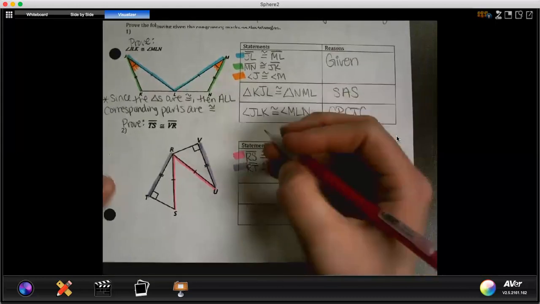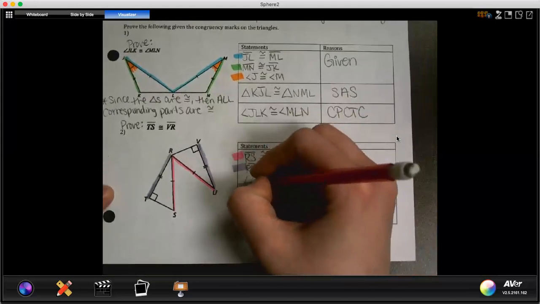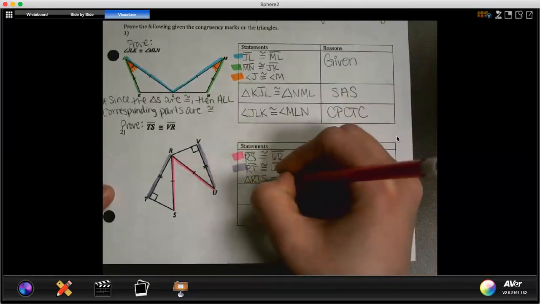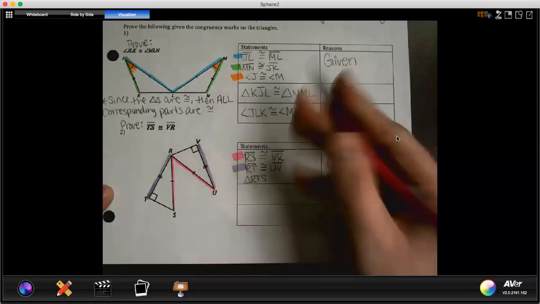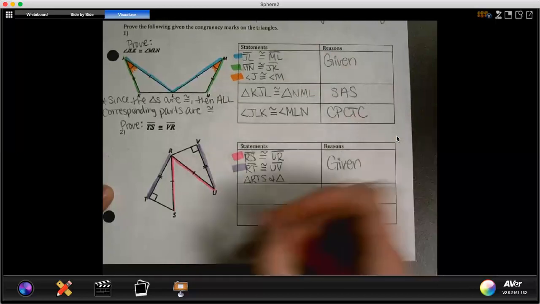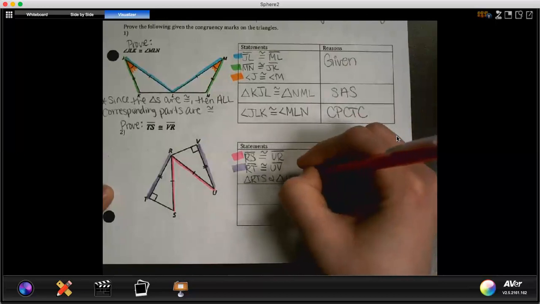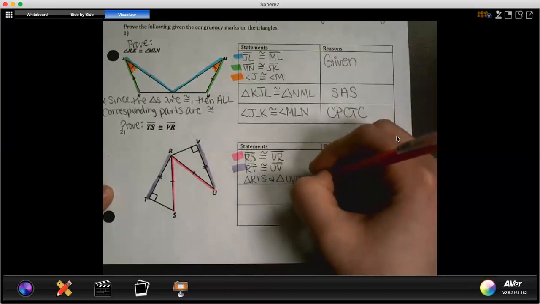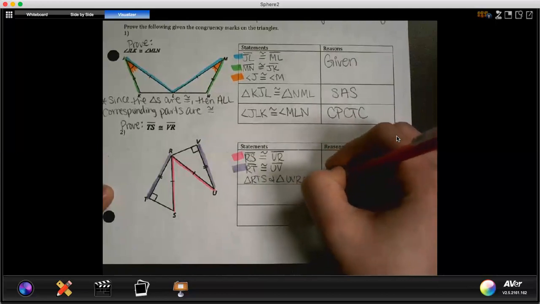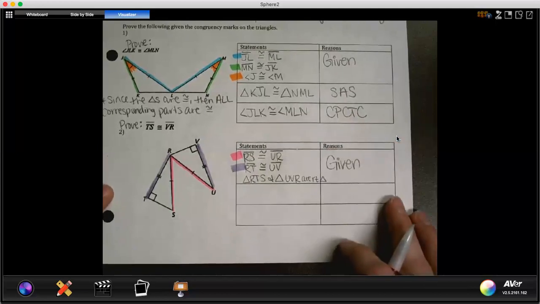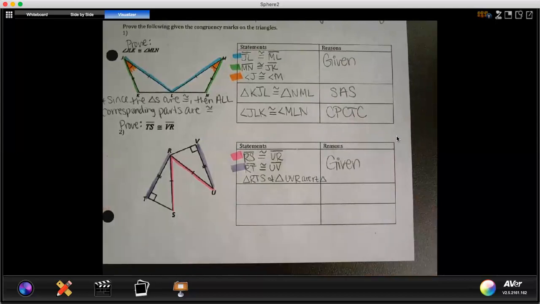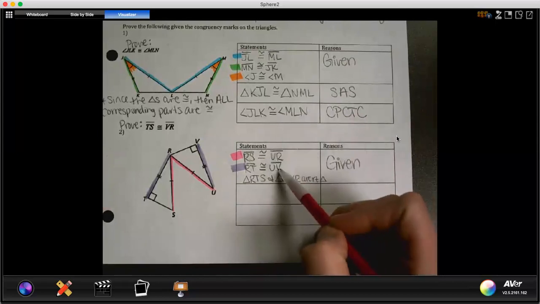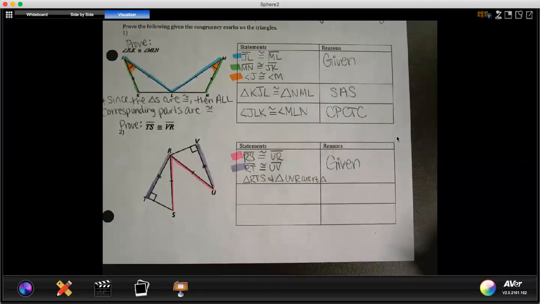So therefore, what I want to state in my statement is that triangle RTS and triangle UVR are right triangles. Okay. Now, because we know these two sides are congruent and because we know these are right triangles, can I prove that the triangles are congruent? Yes, we can, because we have enough information.